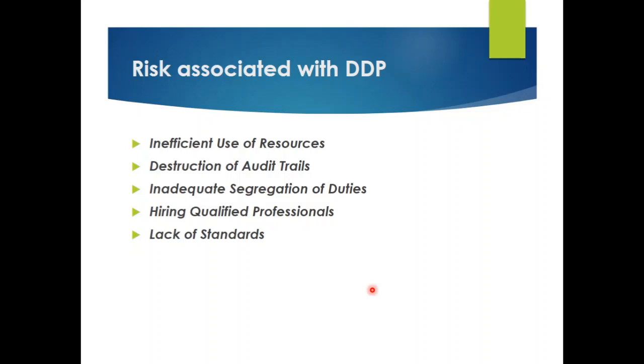Now, we have the risks associated with DDP. We have inefficient use of resources, destruction of audit trails, inadequate segregation of duties, hiring qualified professionals, and lack of standards. When we say inefficient use of resources, this means that DDP can expose the organization to three types of risk associated with inefficient use of organizational resources.